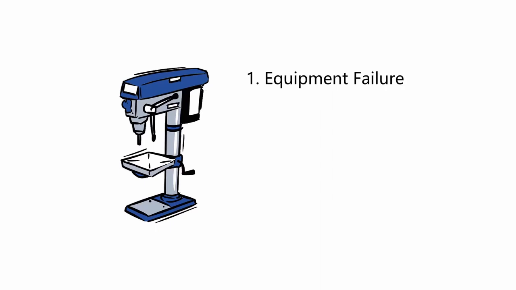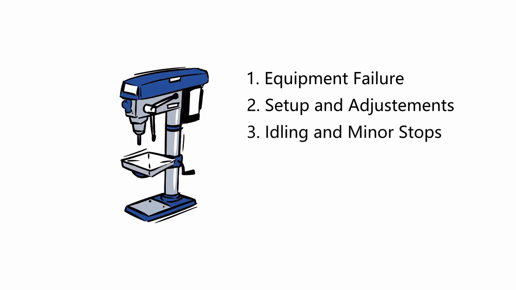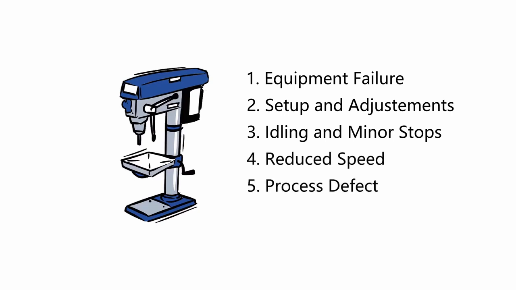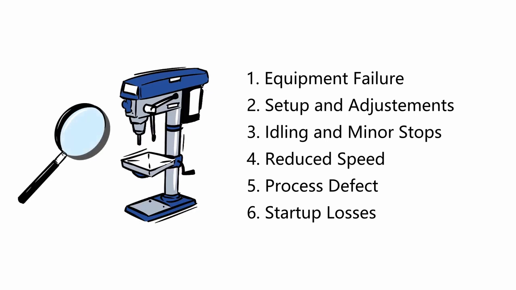1. Equipment failure. 2. Setup and adjustments. 3. Idling and minor stops. 4. Reduced speed. 5. Process defect. 6. Startup losses. It is very important to know and be able to classify these losses in order to implement effective countermeasures to eliminate them. Let's now go into the details of each loss.